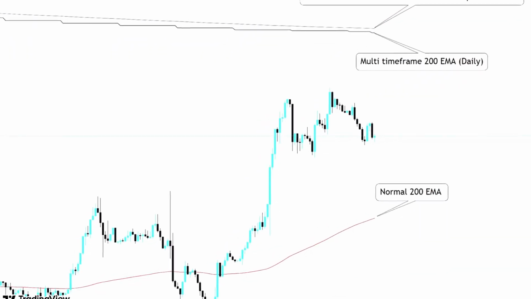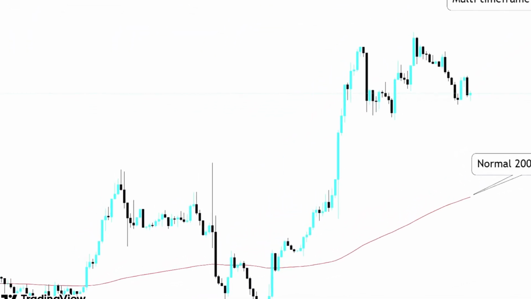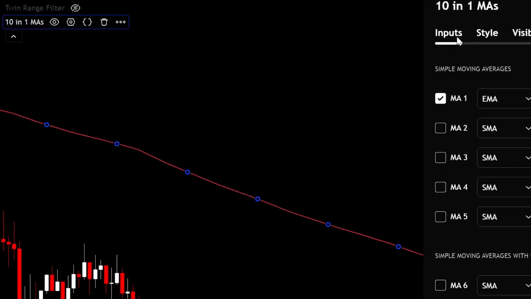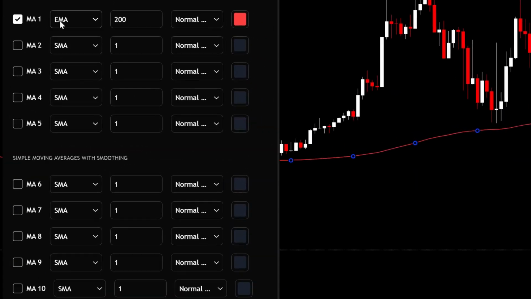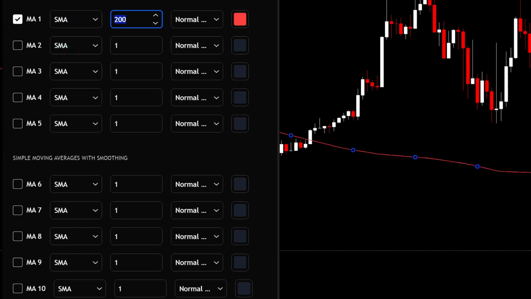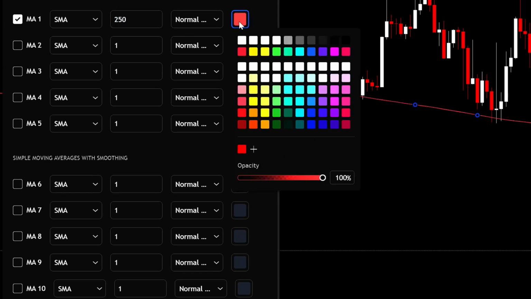We're gonna need two moving averages from this monster. So let's get into the settings. First, in the input section, change the MA1 type to SMA. That's the simple moving average. Then set its period to 250. This is gonna give us a long-term view of the trend. And of course, pick a color that pops. Make it easy to see.